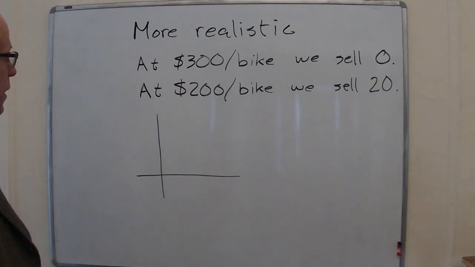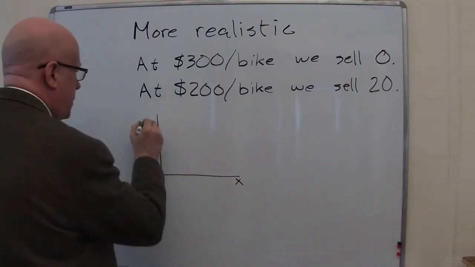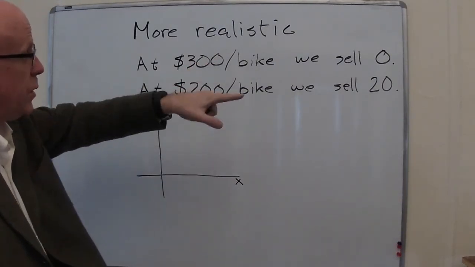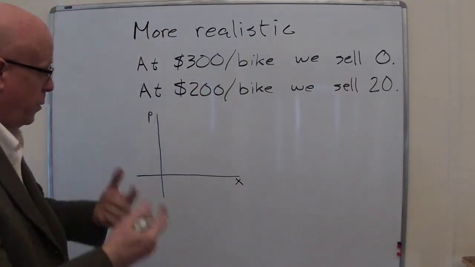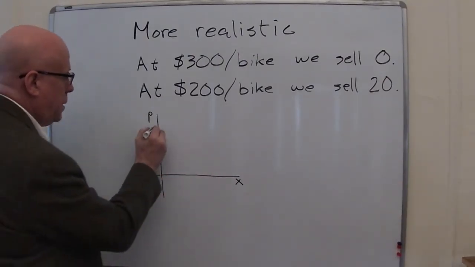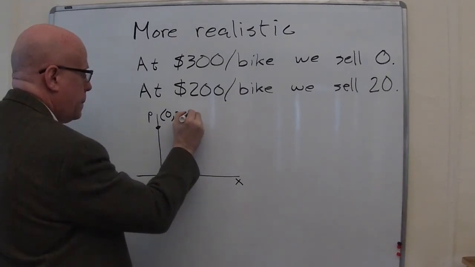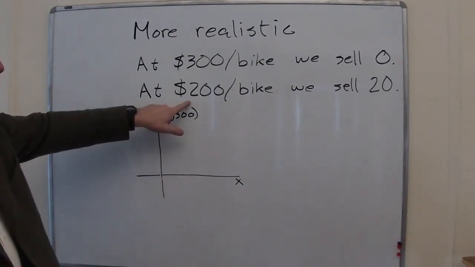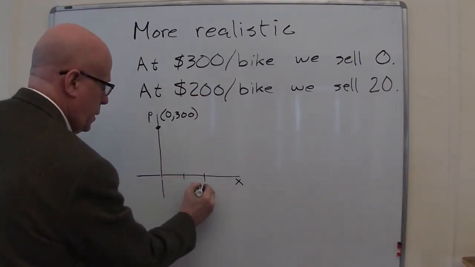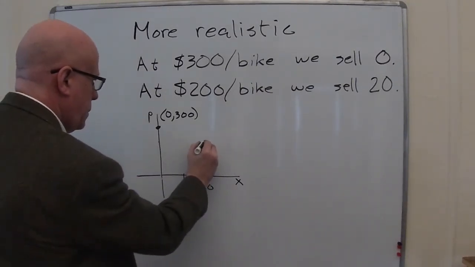Got to remember that we've got x on the horizontal axis and price on the vertical axis. And so when we said $300 per bike, we sell 0. 0 is the amount of production, or the amount we sell. That's here on the x-axis, and $300 is up here. So that's a point right there whose coordinates are 0, 300. This other data point we have, $200 per bike, we're going to be selling 20. Well, 20 is right there on the x-axis, and $200 per bike would be about there, so something like that.